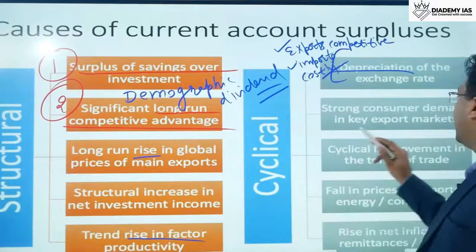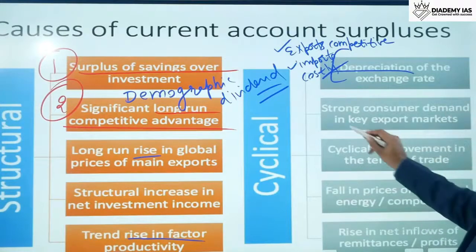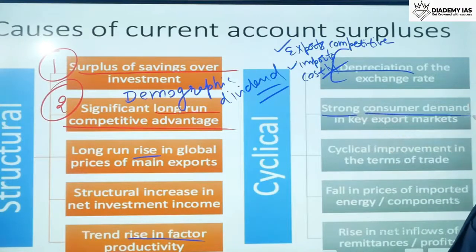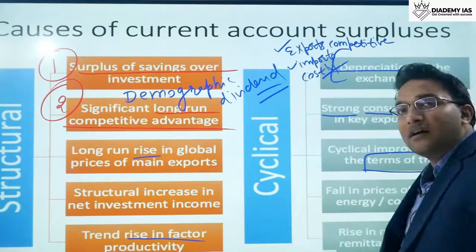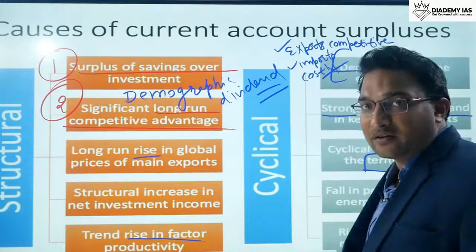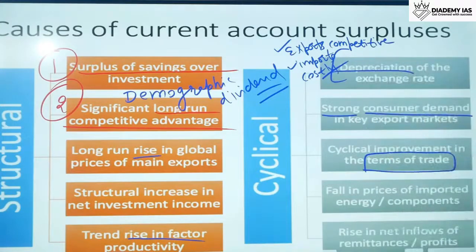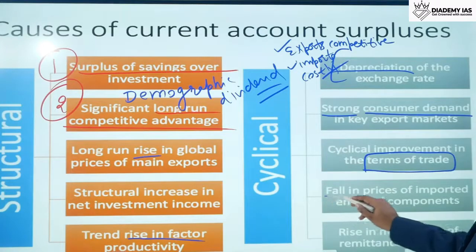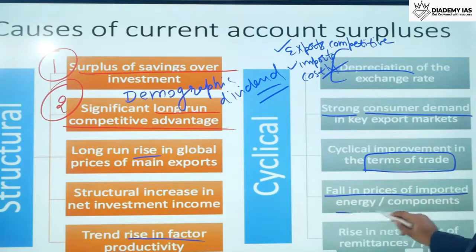Strong consumer demand in key export markets. Cyclical improvement in the terms of trade. So terms of trade basically means that we are having more bargaining power because of certain unique things that we may be having. Fall in the prices of imported energy or component.